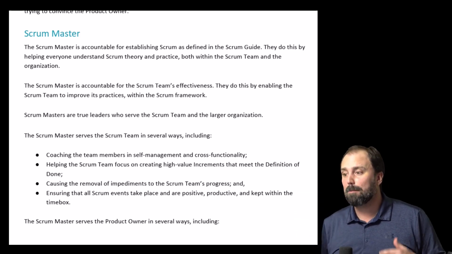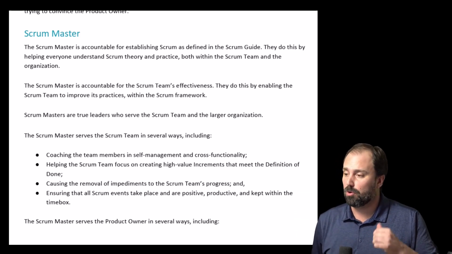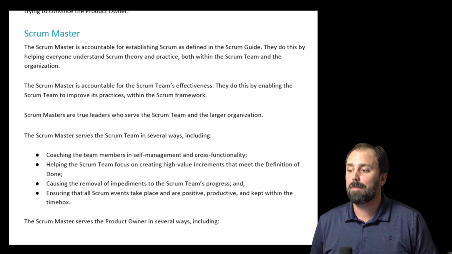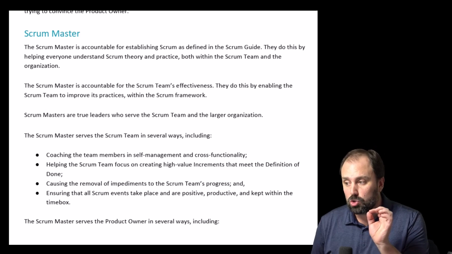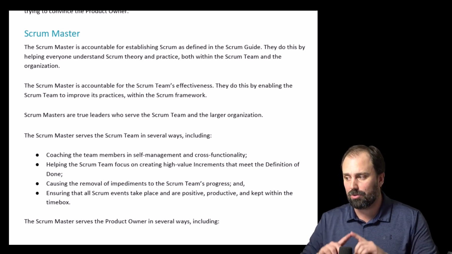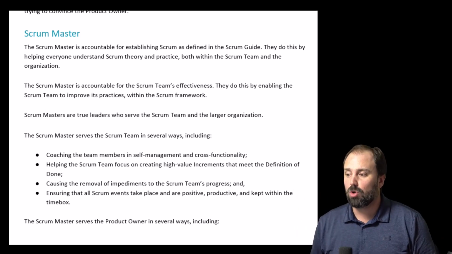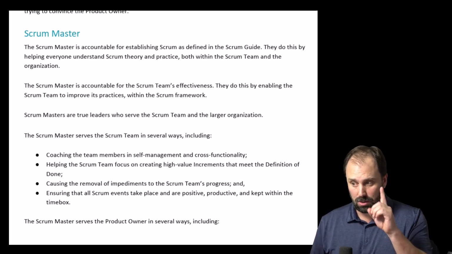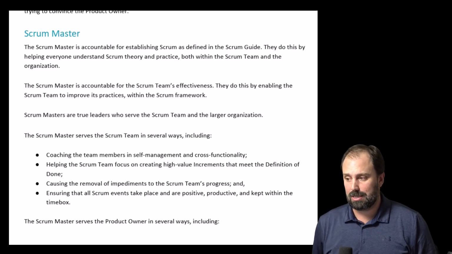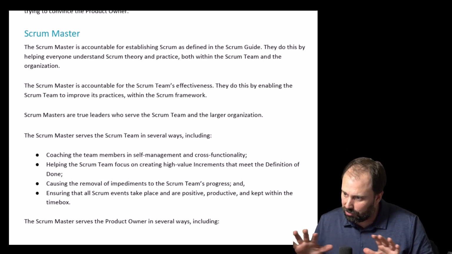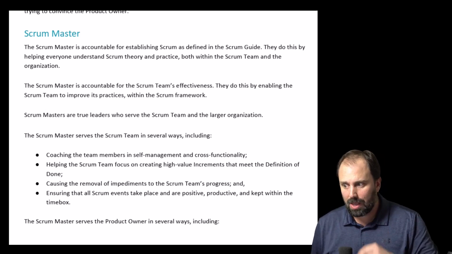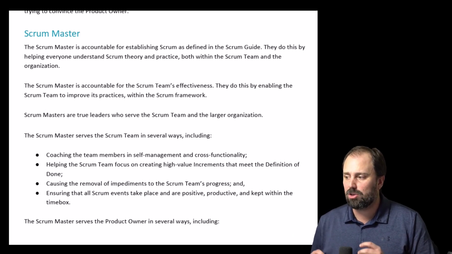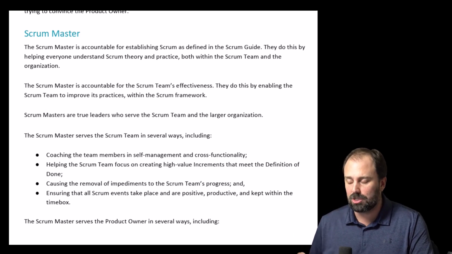They do this by enabling the Scrum team to improve its practices within the Scrum framework. Scrum Masters are true leaders who serve the Scrum team and the larger organization. Scrum Masters serve the Scrum team in several ways, including, number 1, coaching team members in self-management and cross-functionality. Number 2, helping the Scrum team focus on creating high-value increments that meet the definition of done.